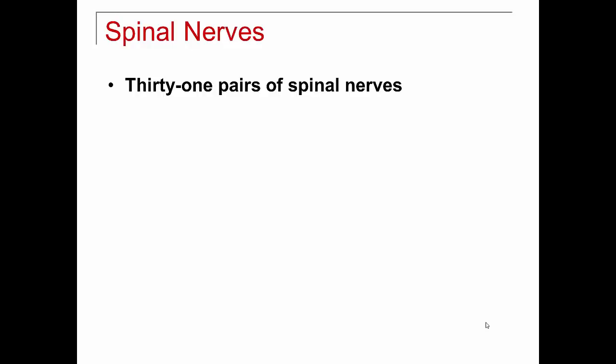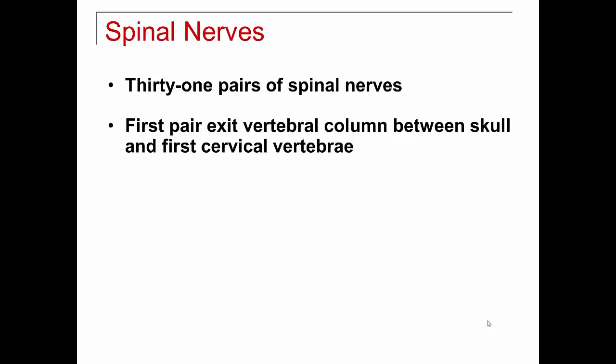We're now going to move on to the peripheral nervous system by looking at the spinal nerves. There are 31 pairs of spinal nerves, and as I mentioned earlier, they're named and numbered for the region of the vertebral column where they exit the vertebral canal. The first pair exit the vertebral column between the skull and the first cervical vertebra. So it's actually superior to the initial vertebra of the vertebral column. That one's referred to as C1, or the first cervical vertebra.